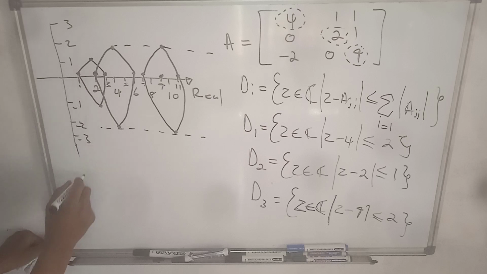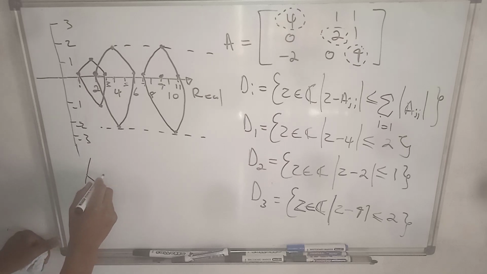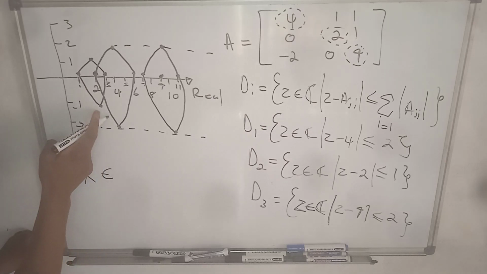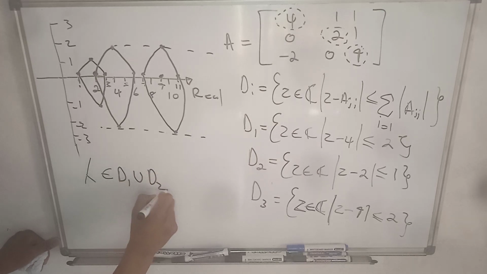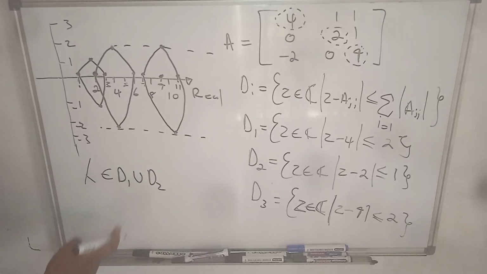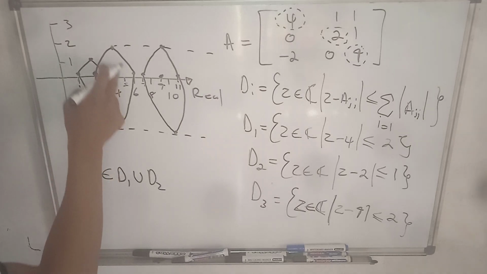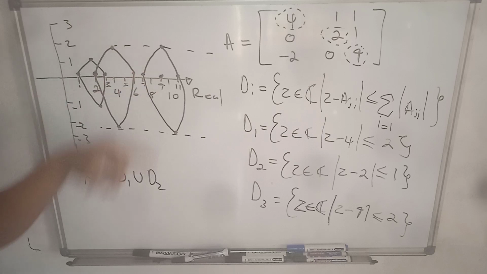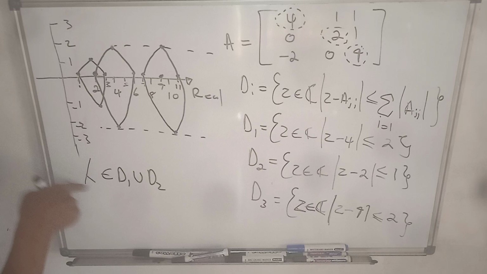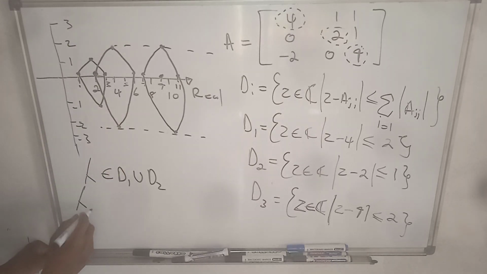You can see that lambda, the eigenvalue, lies between this one and in union with disk 2. It falls within this range. It means that all the eigenvalues we are going to get on this range. But it's also possible that we get one eigenvalue here or none. So all the eigenvalues will fall within this range.